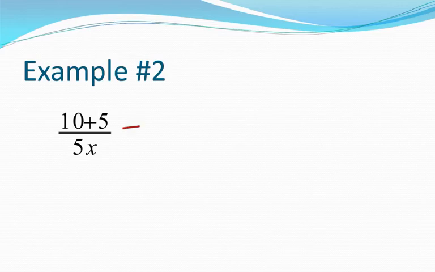Example number 2. We need to first simplify the numerator, and so that's something you need to look at. Can you simplify the numerator? So we've got 15 divided by 5x. Now we're not done because we have to make sure it's simplified. So simplified means there's no common factors with numerator and denominator.